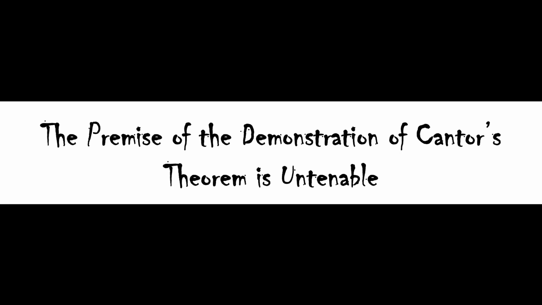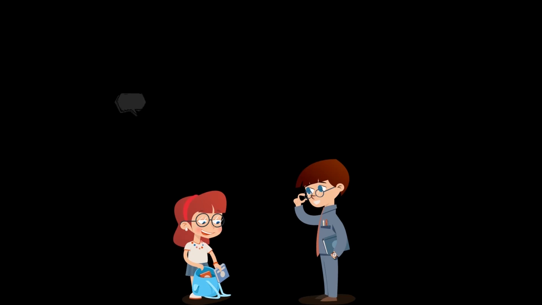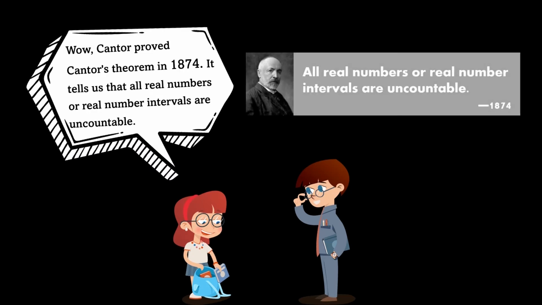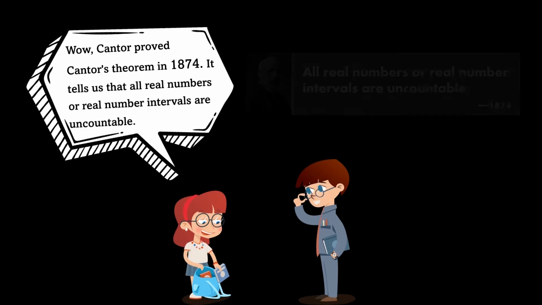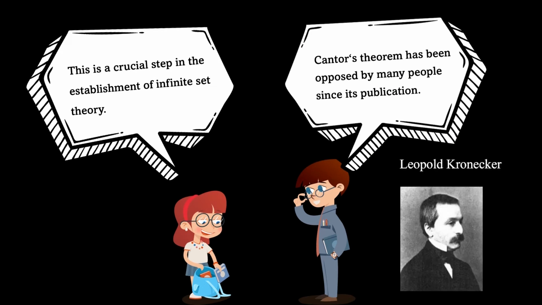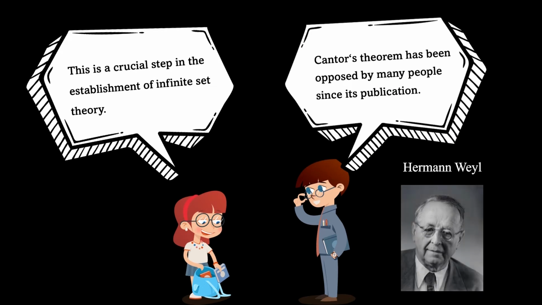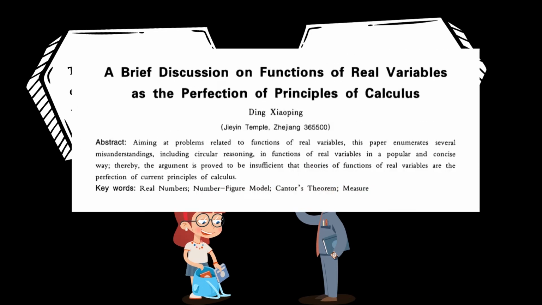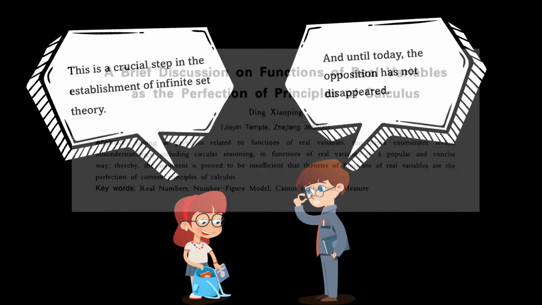The premise of the demonstration of Cantor's theorem is untenable. Wow! Cantor proved Cantor's theorem in 1874. It tells us that all real numbers, or real number intervals, are uncountable. This is a crucial step in the establishment of infinite set theory. Cantor's theorem has been opposed by many people since its publication. And until today, the opposition has not disappeared.